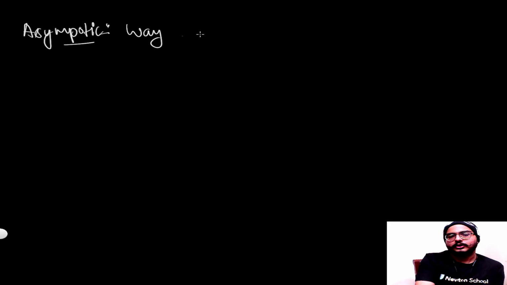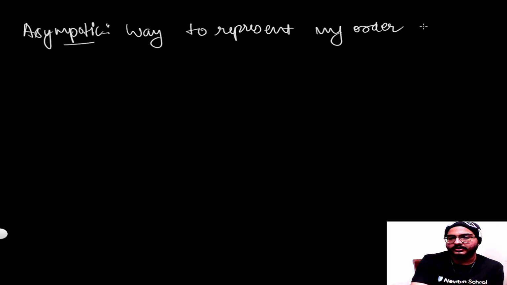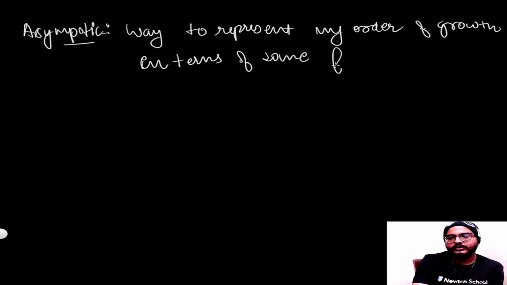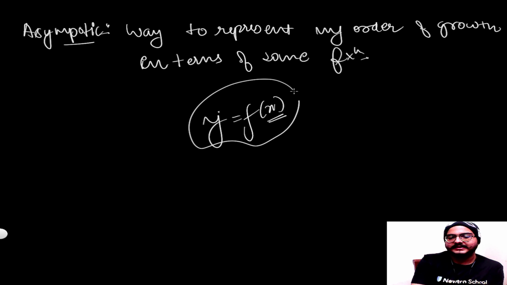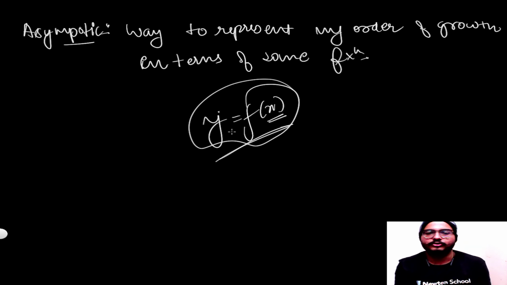So let's understand the fancy definition of asymptotic notations. Asymptotic notations are basically a way to represent my order of growth in terms of some function. Like here you can also see that if I write y is equal to f of x, y is represented in terms of x. Basically this is what we want to achieve with asymptotic notations.